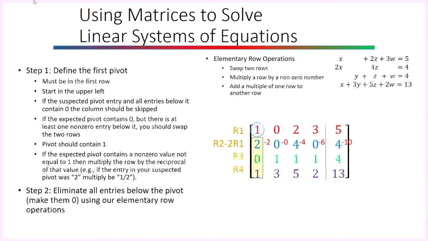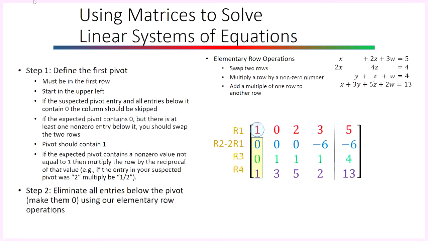When we subtract off double row 1 from row 2, we wind up with 0, 0, 0, negative 6, negative 6. So we've eliminated the element in row 2. There's already a 0 in the pivot column in row 3, so we can skip on down to row 4. In row 4, we'll want to now subtract off row 1 to get rid of the 1. Subtracting row 1 from row 4 will give us a new row that equals 0, 3, 3, negative 1, and 8. So now looking at our pivot column, we've done what we wanted. We have a 1 in the pivot and zeros beneath it.